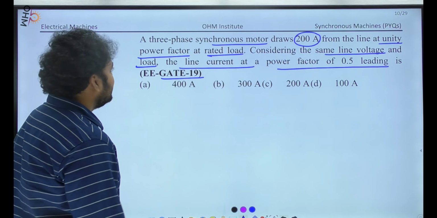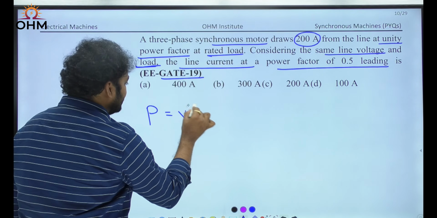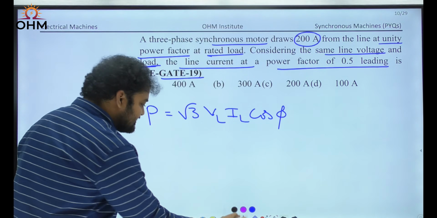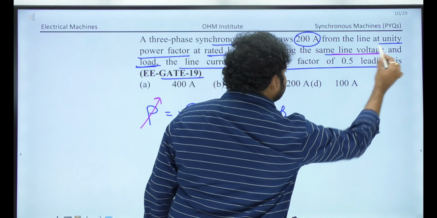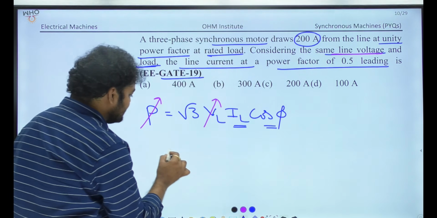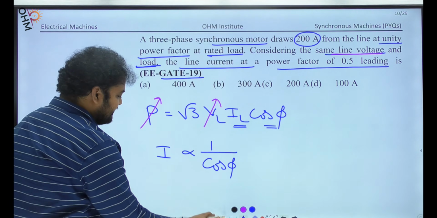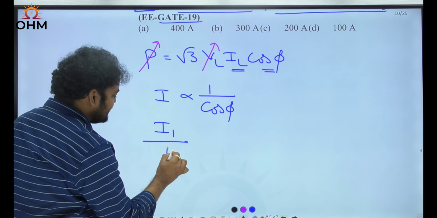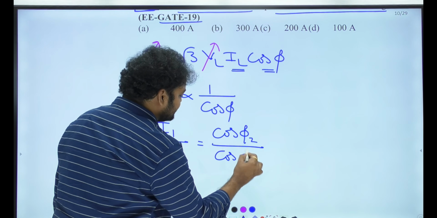A very simple question. When I said the active power is the same, what is the formula for active power? Root 3 VL IL cos phi. Okay, and I said very clearly load is the same, indirectly active power is the same, line voltage is the same, that means VL is the same. Therefore, what is the relation between current and power factor? Inversely proportional. Therefore, current is inversely proportional to power factor. If current is inversely proportional to power factor, first case current divided by second case current is equal to second case power factor divided by first case power factor.